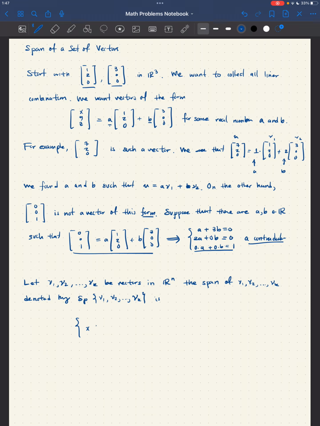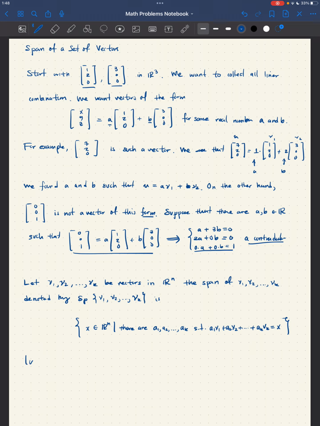It is the set of all those column vectors x with n real entries, such that there are k real numbers a1, a2, ..., ak. They may be equal, they may be different, they may be all zero, such that a1 v1 plus a2 v2 plus and so on, plus ak vk is equal to x. In other words, the span of a set of vectors consists of the collection of all possible linear combinations of these vectors.